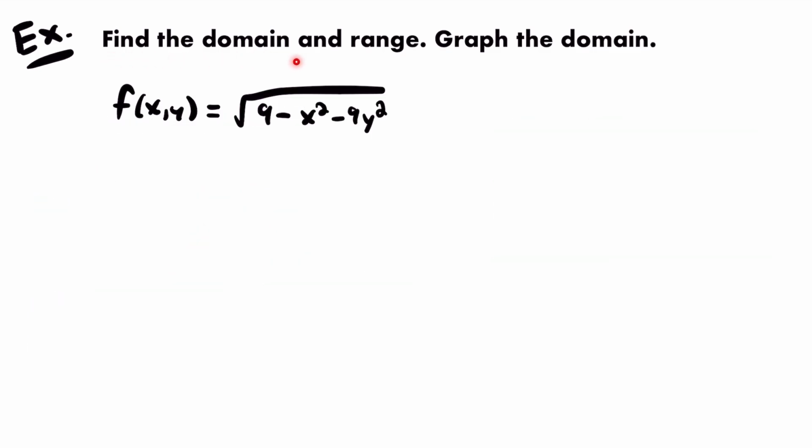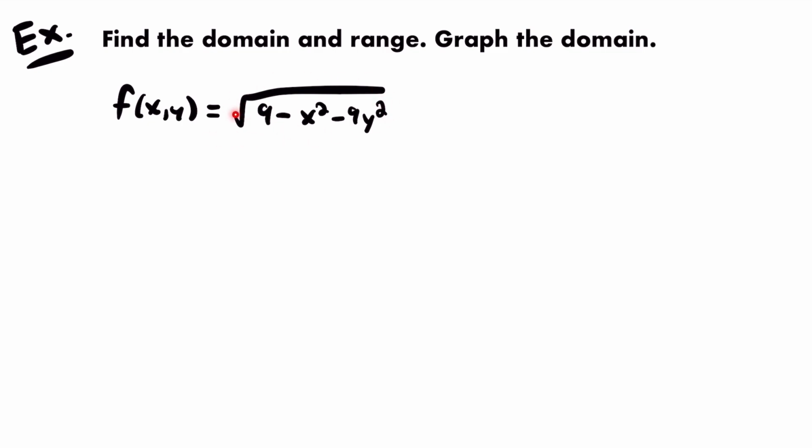Next up, we want to find the domain and range of this multivariable function, as well as graph its domain. We have f of xy is equal to the square root of 9 minus x squared minus 9y squared. Okay, so once again, we do have a multivariable function with 2 independent variables, x and y. So this does represent a surface in 3D with a 2D domain. And so let's try to determine what that domain is.